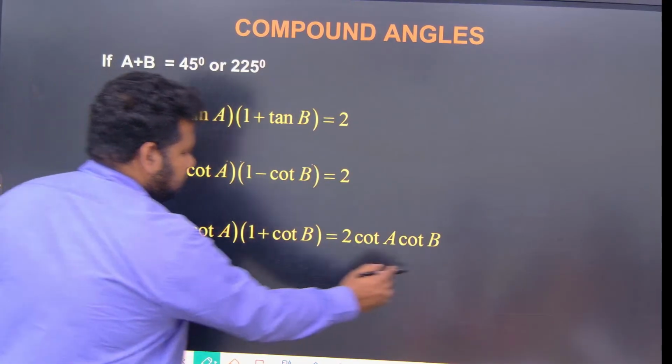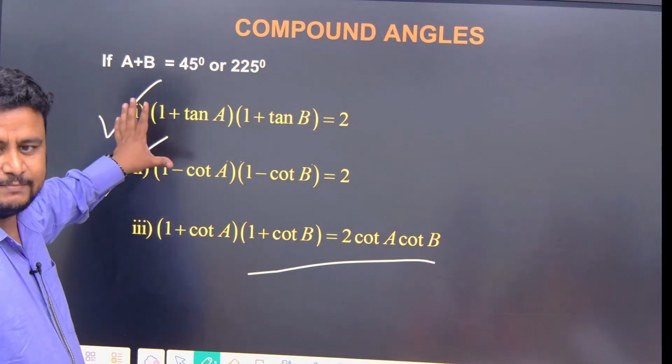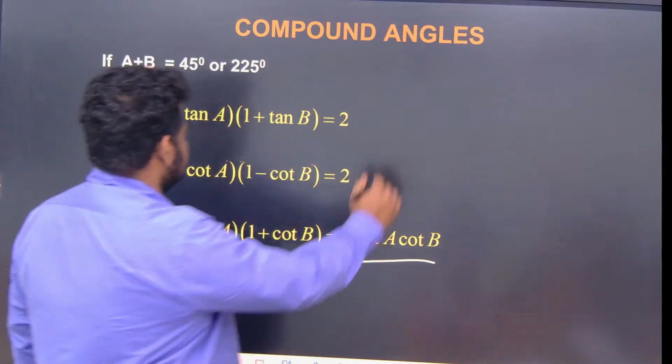No need to worry about this. This is not required. These two formulas are important. These two are highly important results. How can I show you how we are getting this?